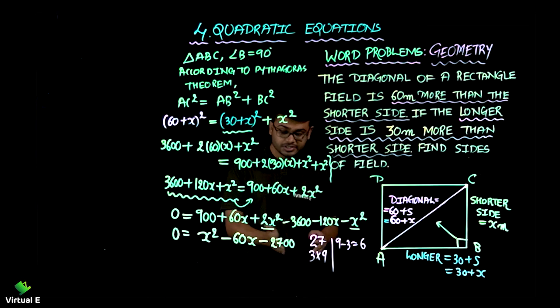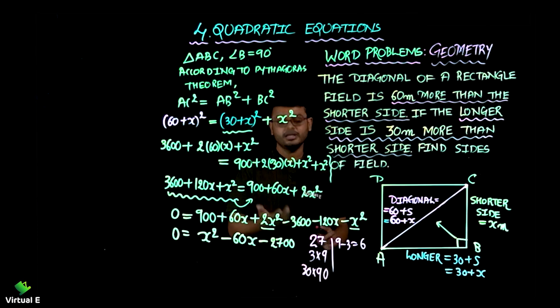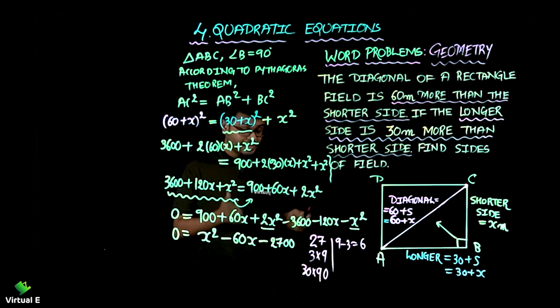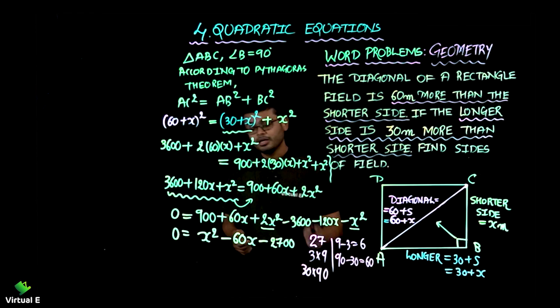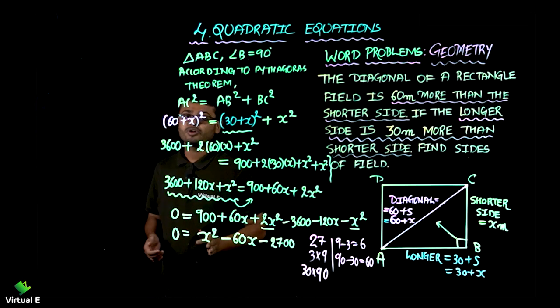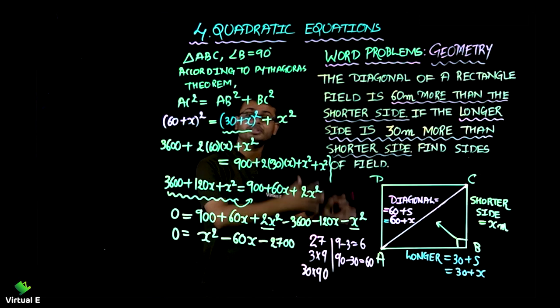Now let me give zeros. There should be 2 zeros, so I am giving one 0 to each of them. 30 into 90. Done. That will give you 2700. And I need to subtract, so 90 minus 30 will give you 60. But you can see that it is minus 60 over here and we are getting plus 60. So this is only about the value.